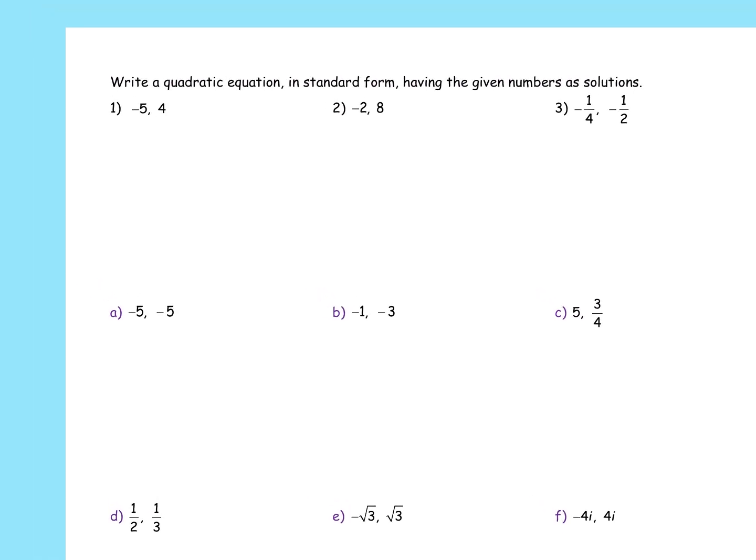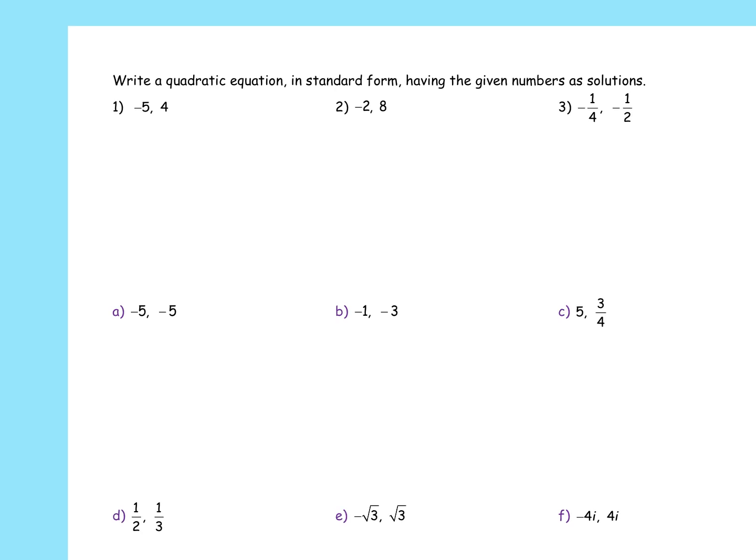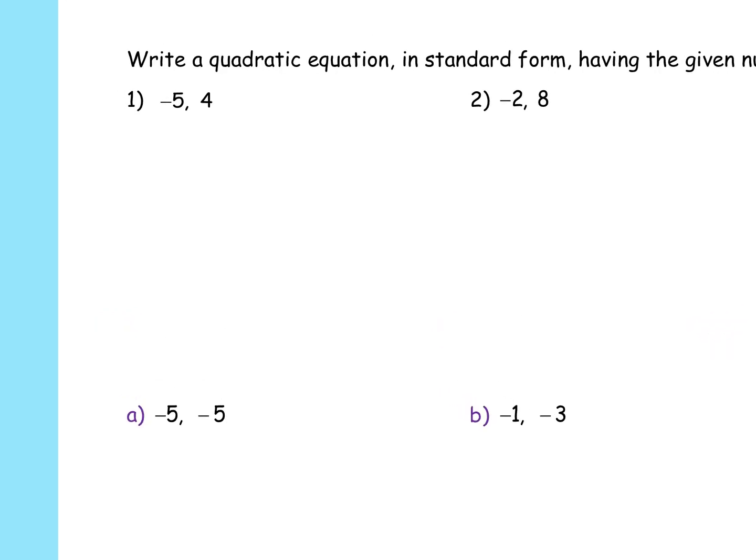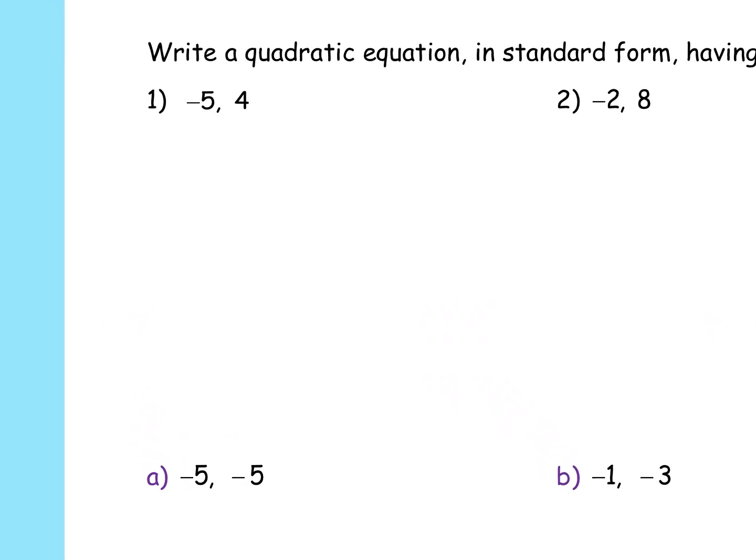Okay. So it says write a quadratic equation. Sorry, I'm trying to find my mouse here. Here we go. Write a quadratic equation in standard form having the numbers as solutions. So I'm going to just write. They've given me the solution, right? So I've solved for it. Now I want to find the equation that those solutions came from. So this is how I kind of think about it when I'm doing this.